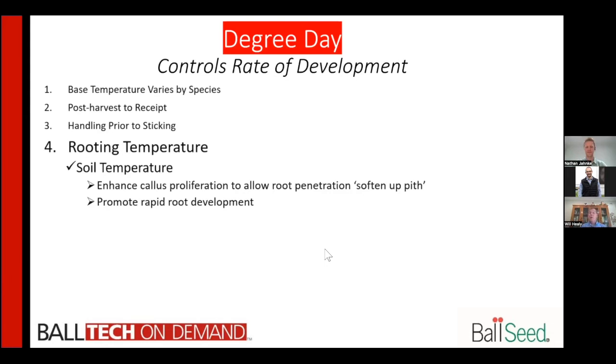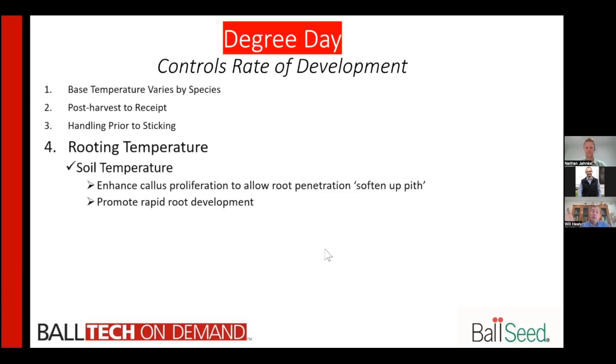And of course, what do we want to grow when we're rooting cuttings? Step one is we want roots. Without roots, we have nothing. So we need to get those roots. And remember, I mentioned earlier that callus proliferation is a warm, wet process. So we want to get the callus, which is in the soil, warm to promote very rapid root development.